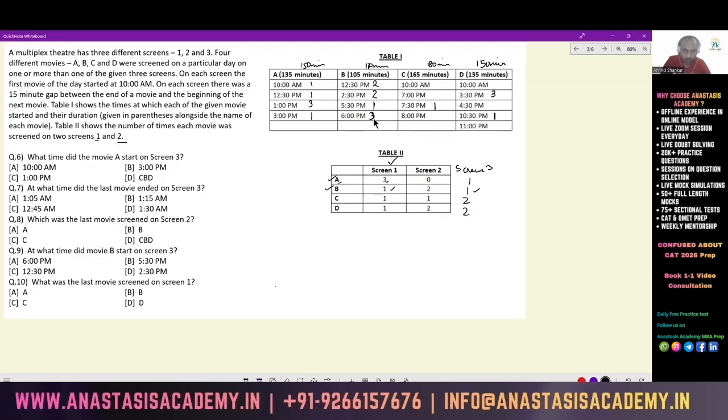Even for screen 3, see, D runs from 6 p.m. to 8 p.m. It goes on for 120 minutes. I don't know if this 120 is clear.